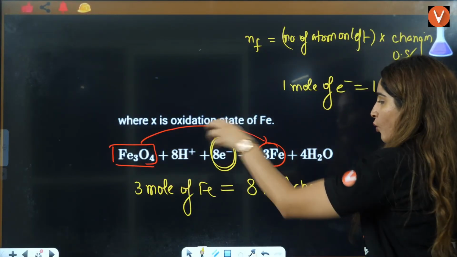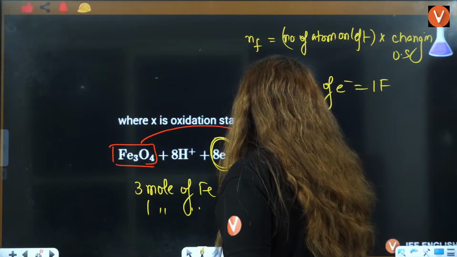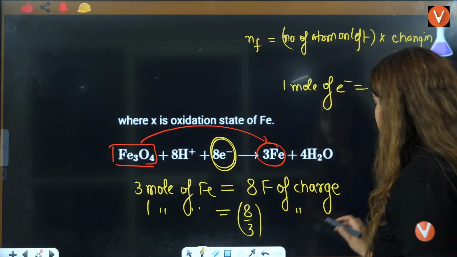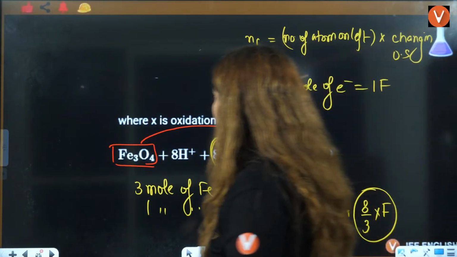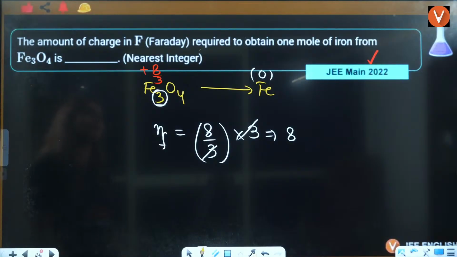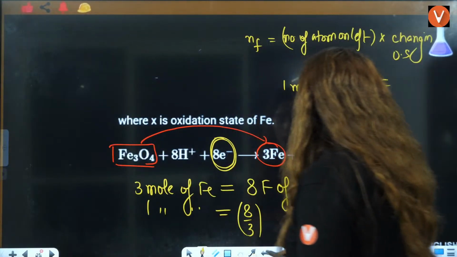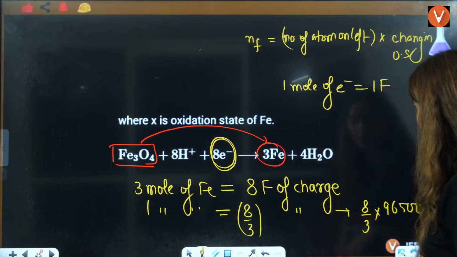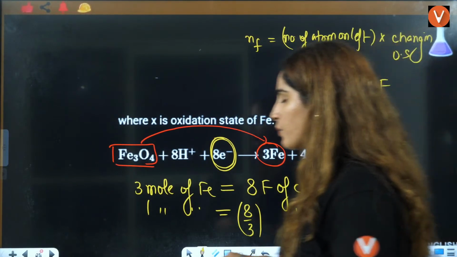Okay, so 3 mole is produced by 8 Faraday charge. Then 1 mole will be produced by 8 by 3 Faraday of charge. So you can say 8 by 3 into F. That is going to be the value here. The amount of charge in Faraday required to obtain 1 mole of iron from this, in the nearest integer value. After solving, you can get it in the nearest integer value. How do you solve this? Put the value of Faraday as 96500. Then solve it. You will get your answer.